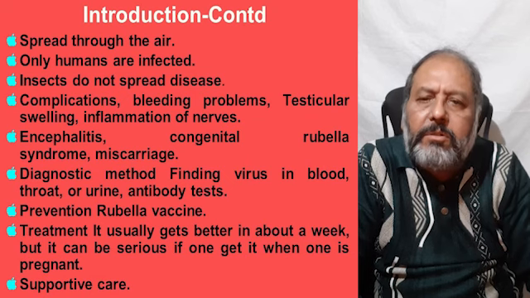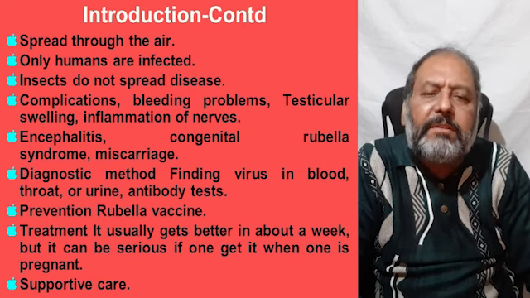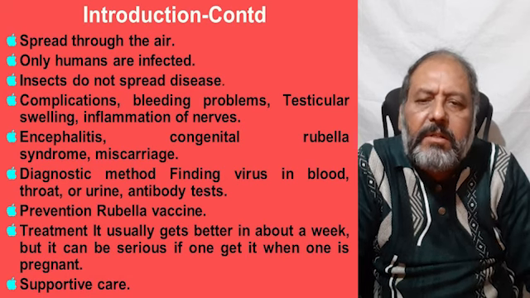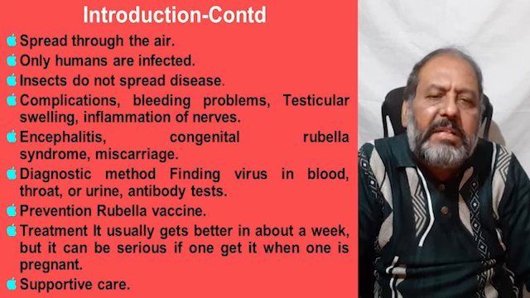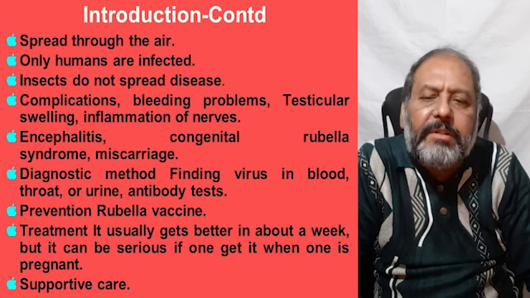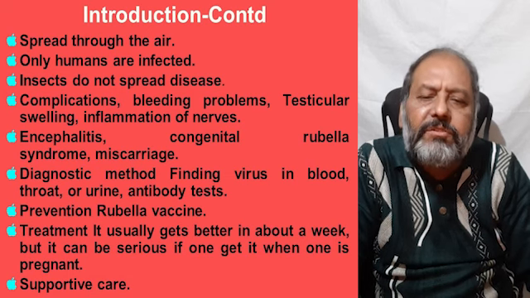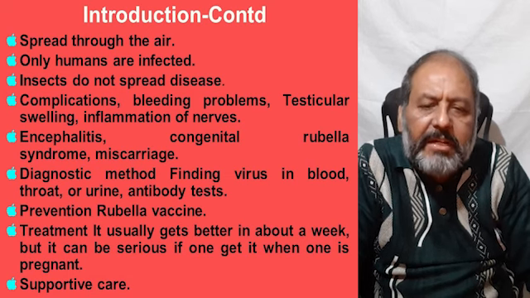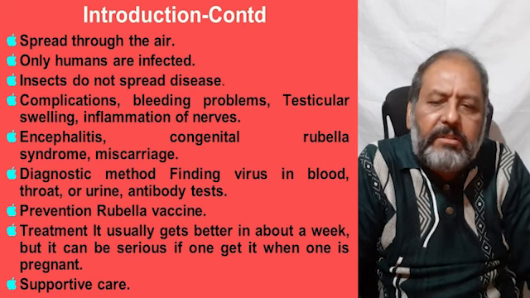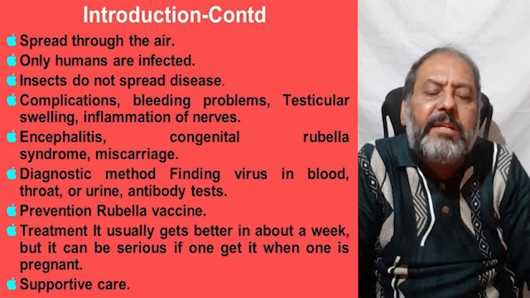Introduction continued. It spreads through the air. Only humans are infected. Insects do not spread this disease. Complications are bleeding problems, testicular swelling, inflammation of the nerves, encephalitis, congenital rubella syndrome, and miscarriage. Diagnostic methods are finding the virus in the blood, throat, or urine, or doing the antibody test.